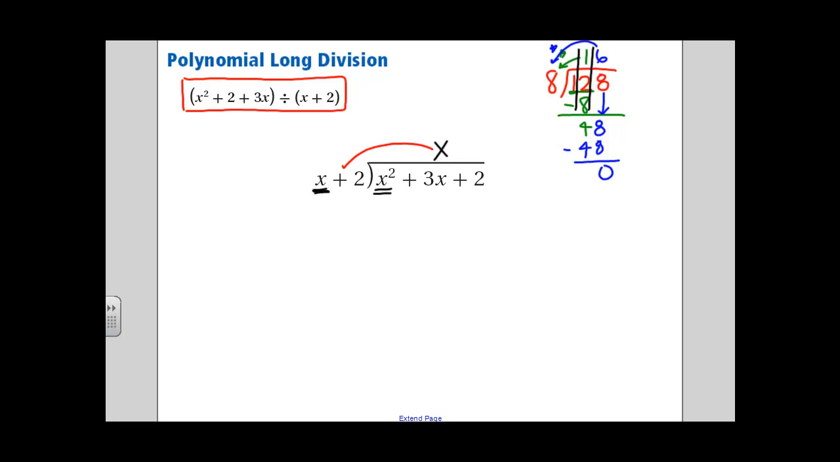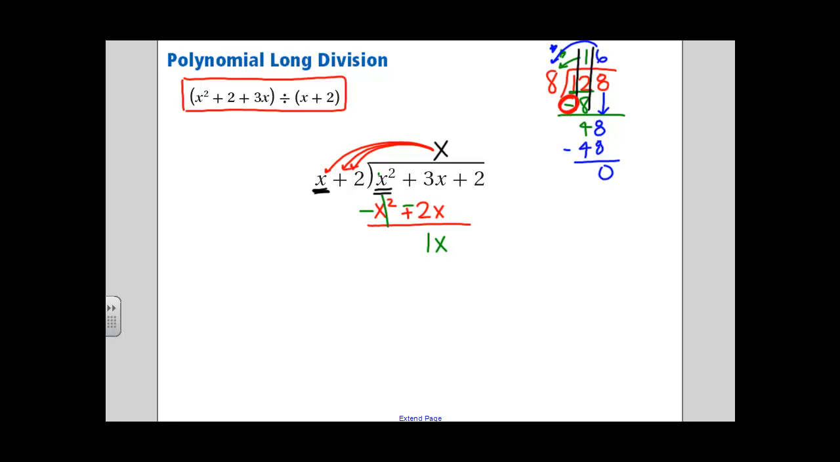We're going to take this and multiply it by everything here. So you do x times x, which is x squared. And then you do x times 2, which is 2x. Now our next step is to see what's left over. Just like we did here, we have to change the sign and subtract to find out what's left. So I want to subtract x squared and subtract 2x. So if I subtract x squared minus x squared, I get nothing here. That crosses off, which is good. And then 3x minus 2x means I'm left with 1x.